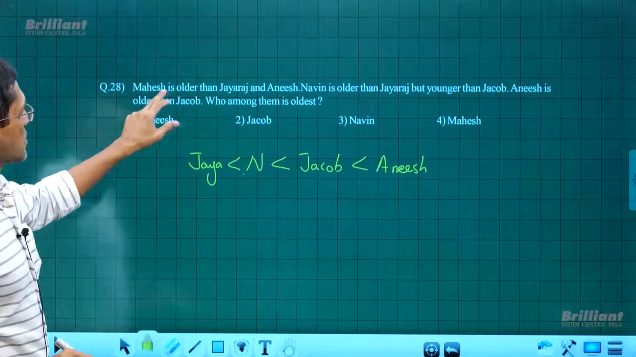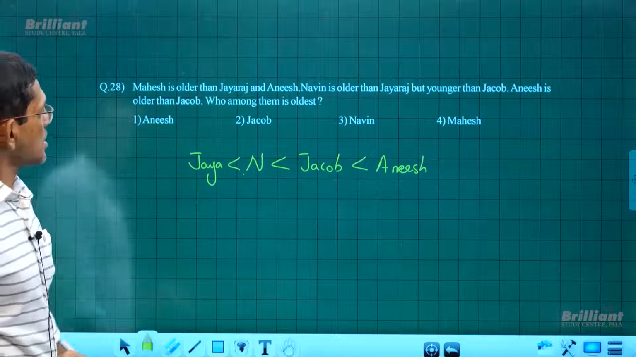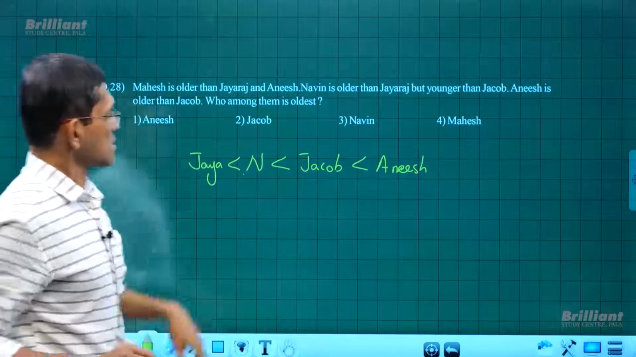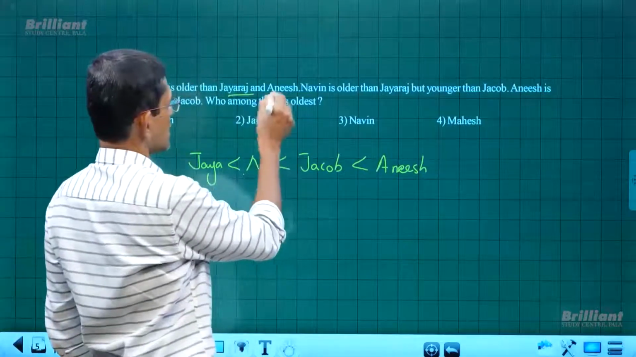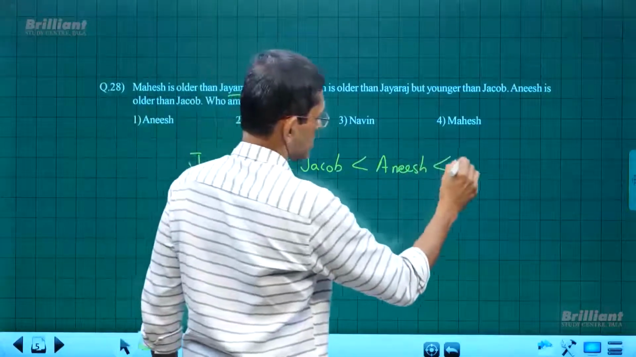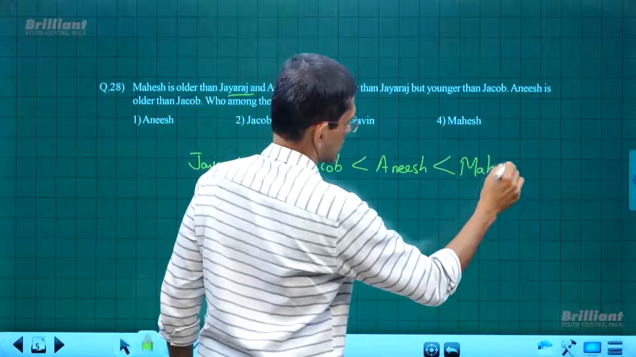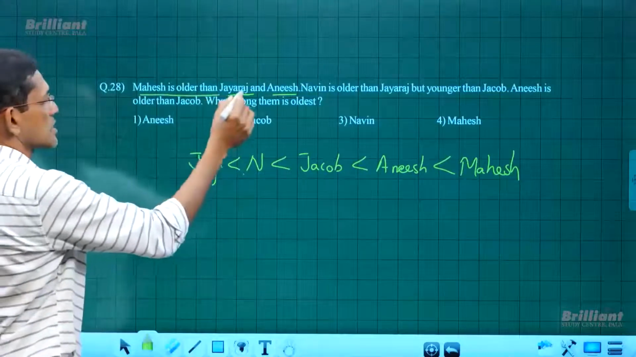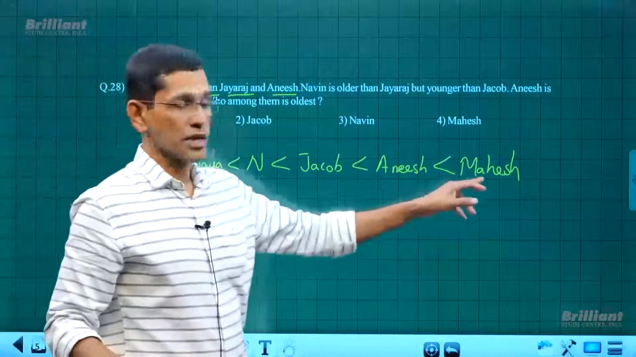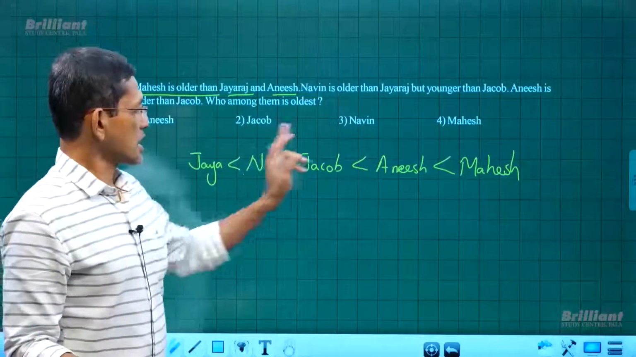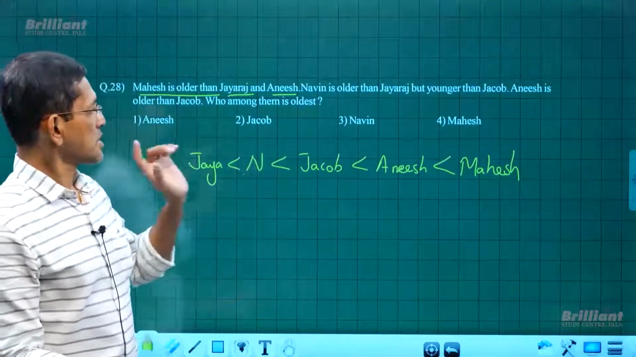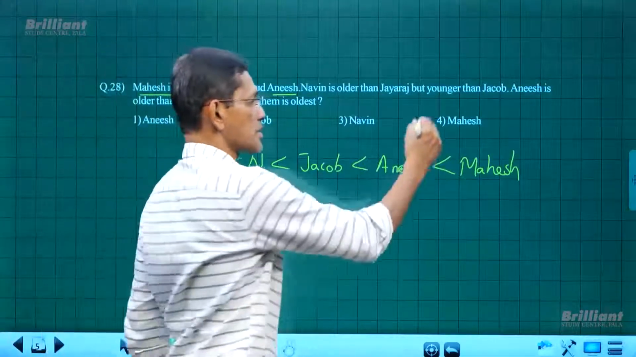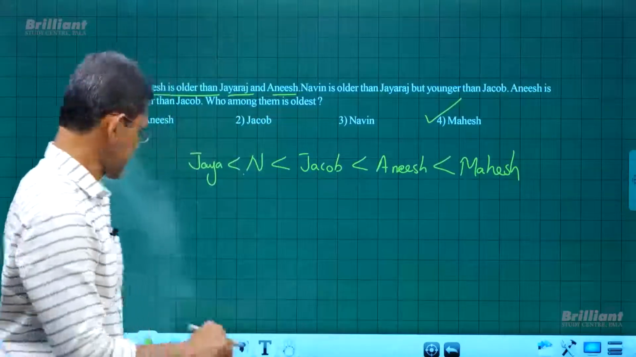And Mahesh is older than Jairaj and Anish. Jairaj is already here. Anish is here, and Mahesh is older than Anish. So look at the first condition: Mahesh is older than Jairaj and Anish. So that's the arrangement. Then what is the question? Who among them is the oldest? Oldest one is Mahesh. So the answer is Mahesh.